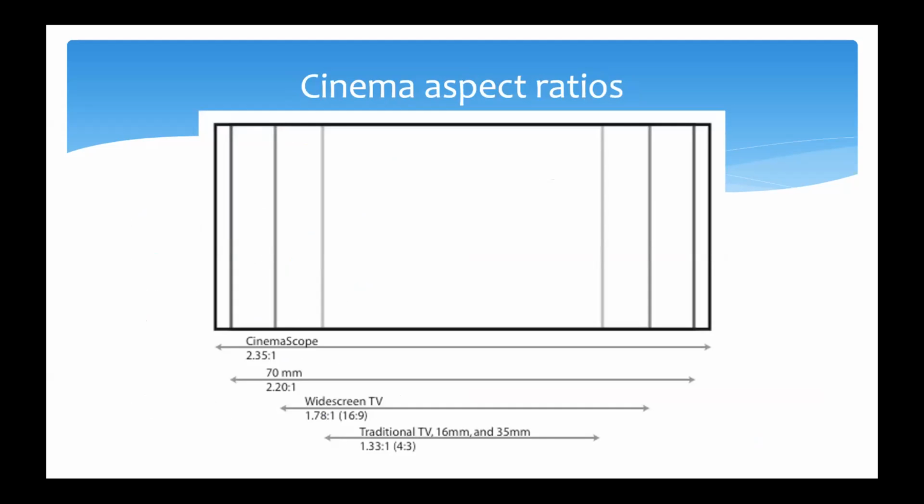All right, cinema aspect ratios, a few of them. CinemaScope, 2.35 to 1, ultra wide. 70 millimeter, 2.2 to 1. Widescreen TV, 16 by 9, 1.78 to 1. Sorry, there's the correct number, 1.78 to 1. And traditional TV, 4 by 3, is 1.33 to 1.